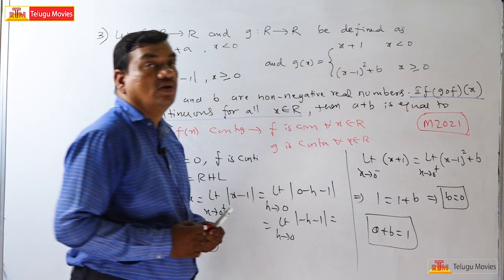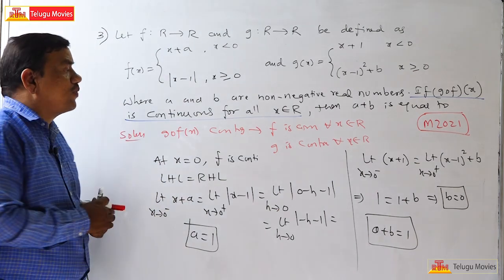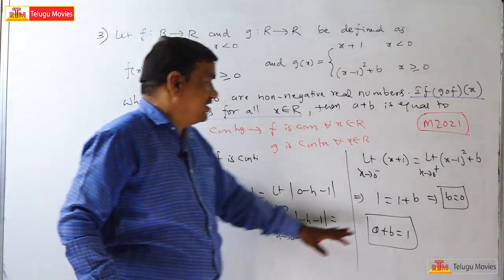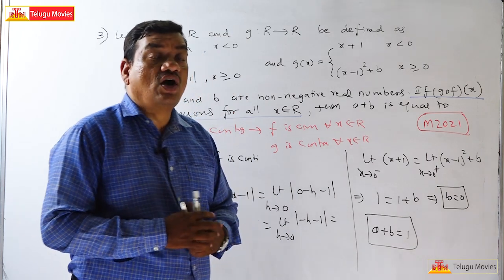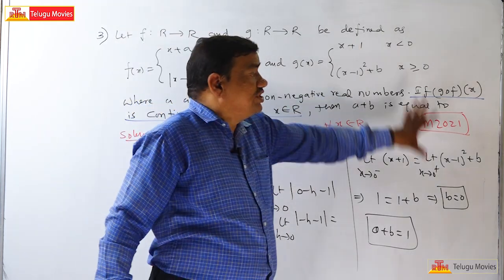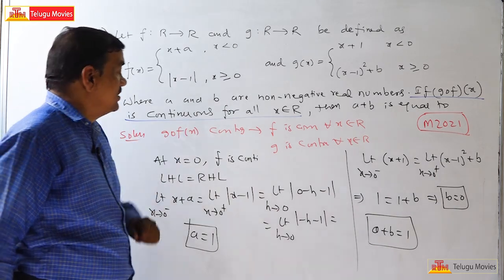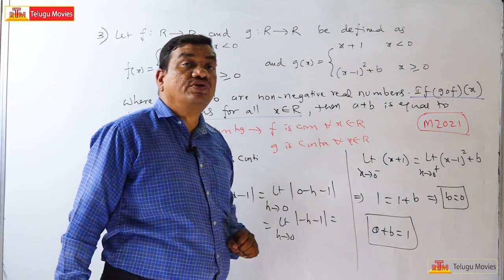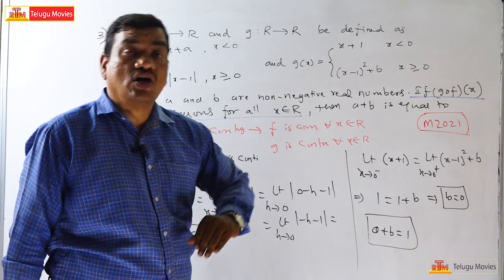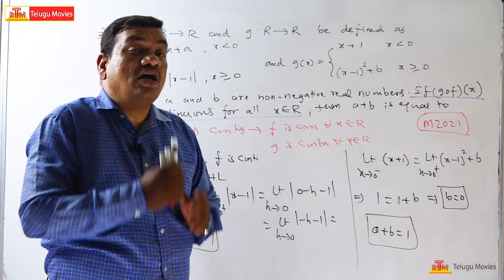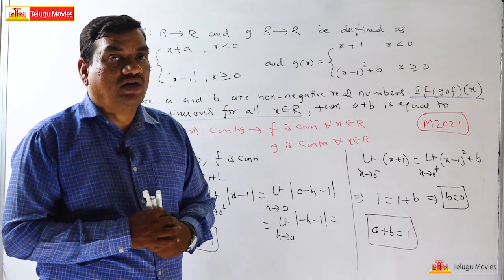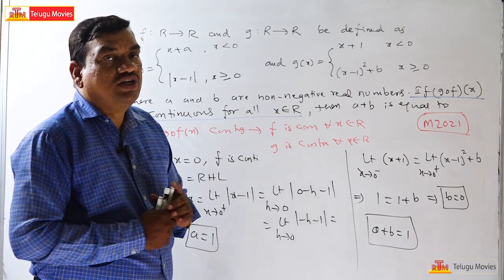So that's all. On the whole, in this problem, the calculation is very easy, no problem. But the thing that I have to conclude is, if g circle f, the composite function, g circle f of x is continuous, then f and g are both continuous functions. That is the conclusion that you have to get from that point. Okay, I hope that you understand this solution.